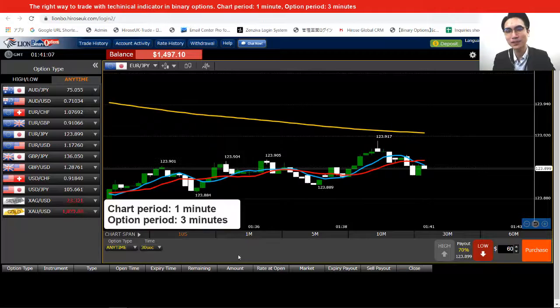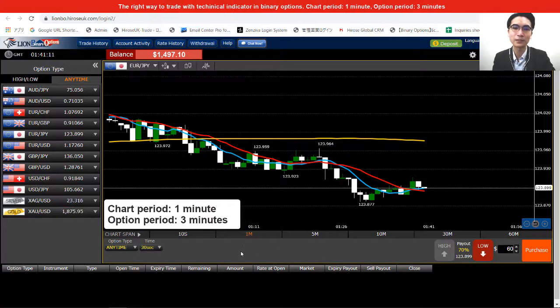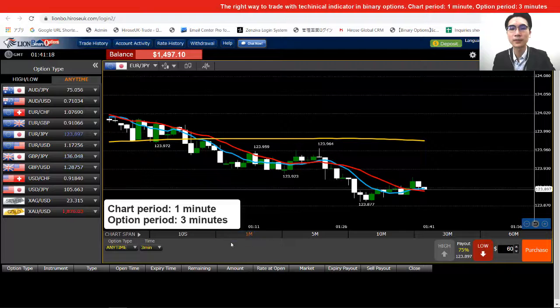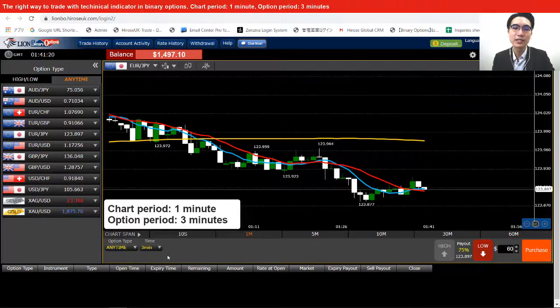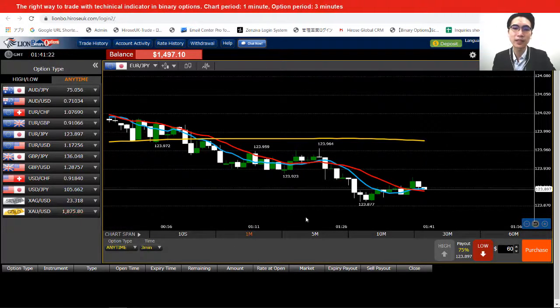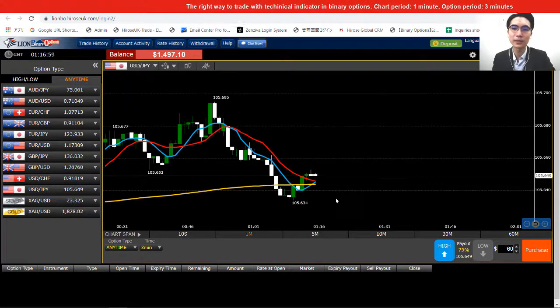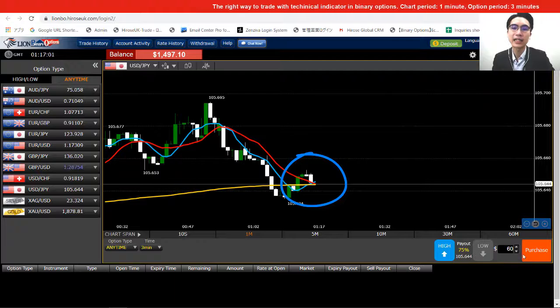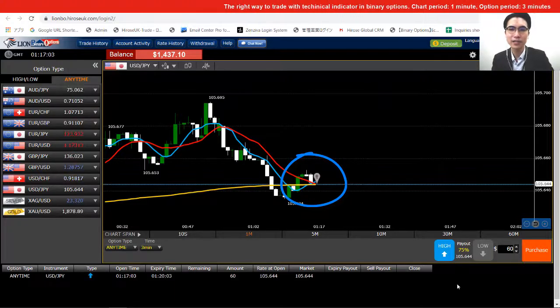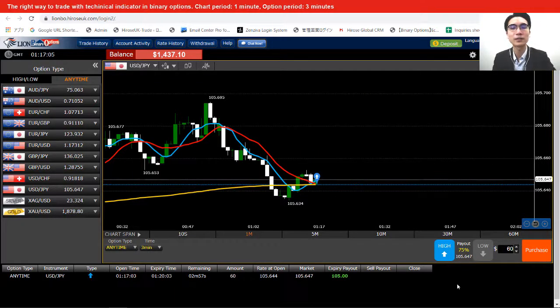For today, the explanation is going to be a bit longer. I'm going to trade with a 3 minute option, and use a 1 minute chart period. That's all set now. We can try to make a few trades, and I will explain how you can use the indicator correctly. Let me quickly place a trade first, and then I will tell you how I place the trade and what you need to keep in mind.